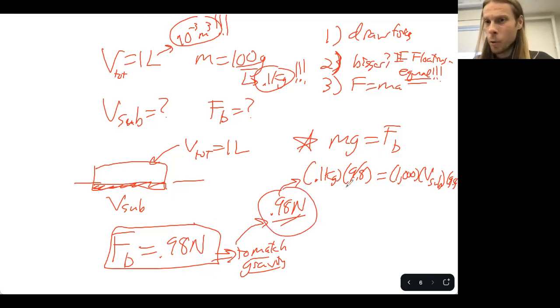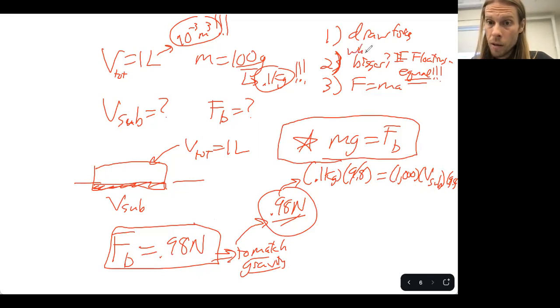So we've already answered that. That's why I did that. Because mg is 0.98, FB therefore matches it. This is where you want to start every single time. Draw the forces, which is bigger, right? Which is bigger? Well, if floating, they're equal. Right? That's how we want to do it.